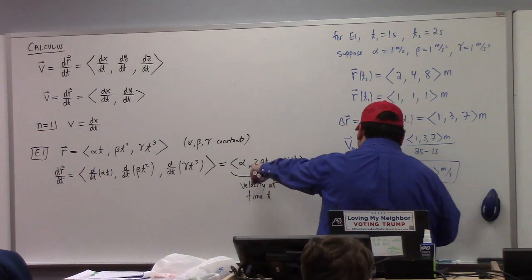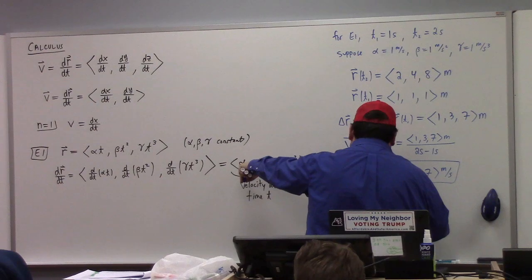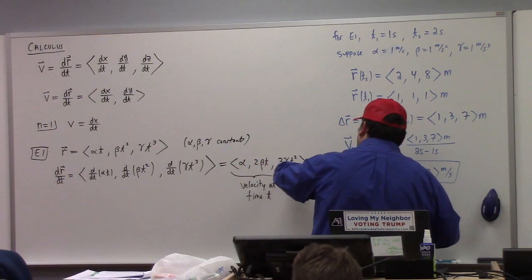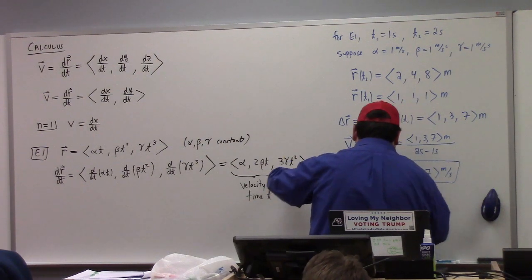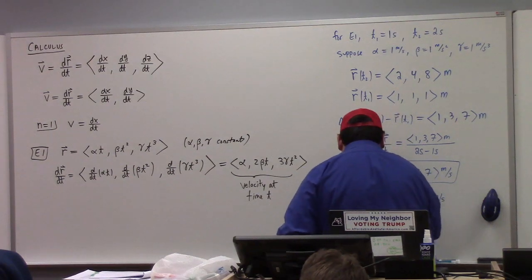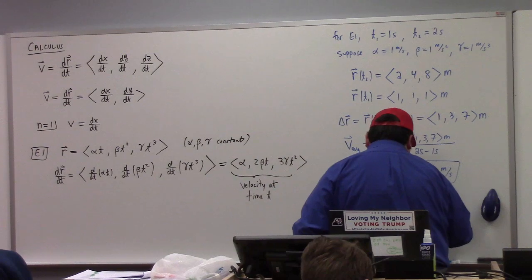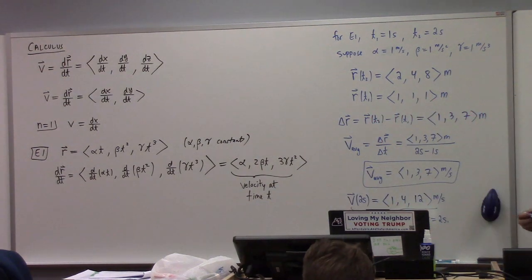So velocity at time 2 seconds would do what? We put 2 seconds in here. Alpha was 1, right? So I get 1, 2 times 2 is 4, 3 times 4 is 12 meters per second. This is the velocity at time t equals 2 seconds. As you can see, the average velocity and the instantaneous velocity are not equal.